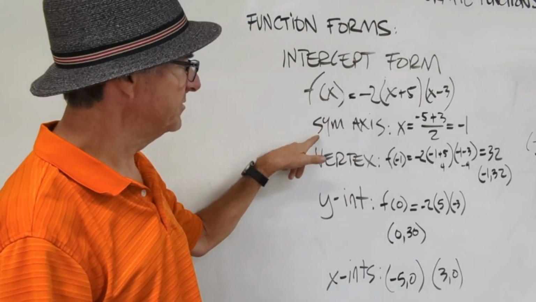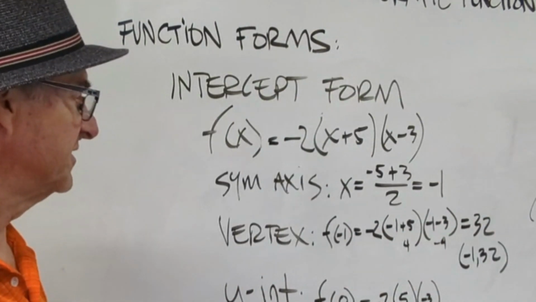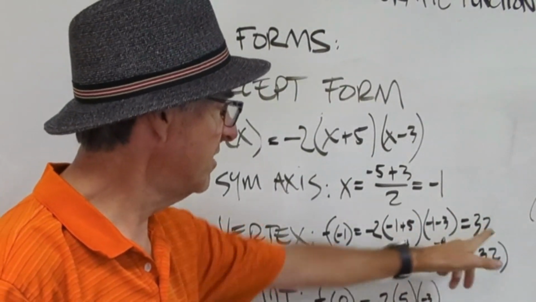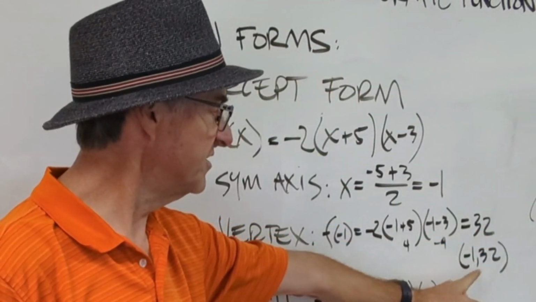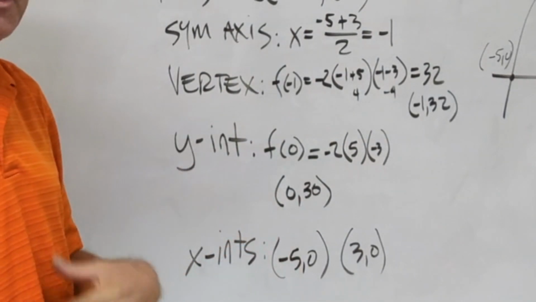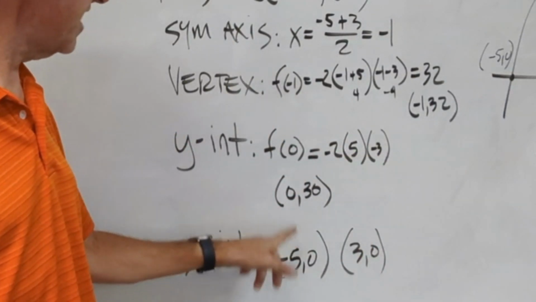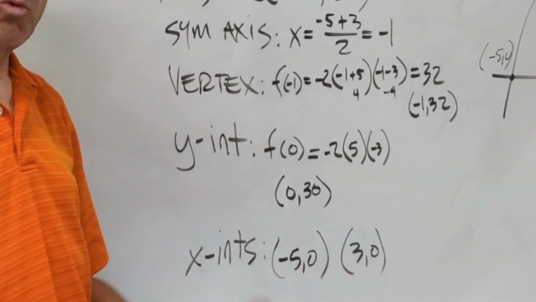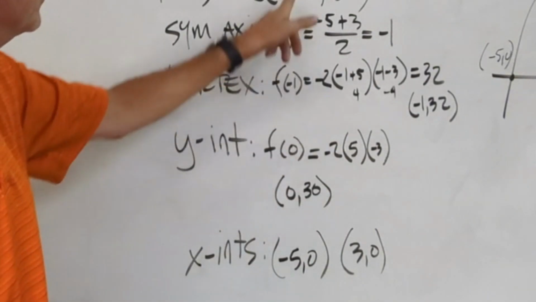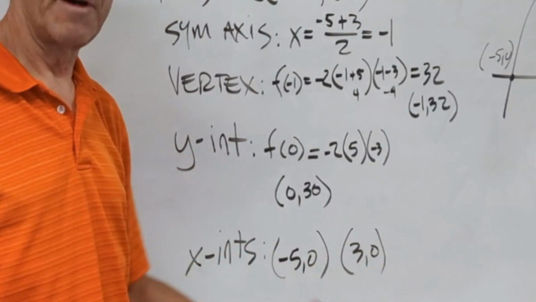Working right along. My symmetry axis, I did these steps. I get x equals -1 for the symmetry axis. To get the vertex, I plug -1 back into my function, reduce it down, I get 32. Vertex is (-1, 32). Moving right along. The y-intercept happens when x is 0, so we do f of 0, plug that into the function, work that down, I get (0, 30) as my y-intercept. Lastly, I'm going to pull my x-intercepts out of the function for free, change the signs, I get (-5, 0) and (3, 0) for my x-intercepts.